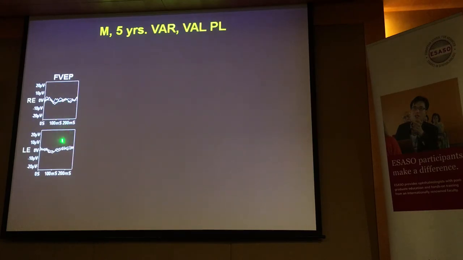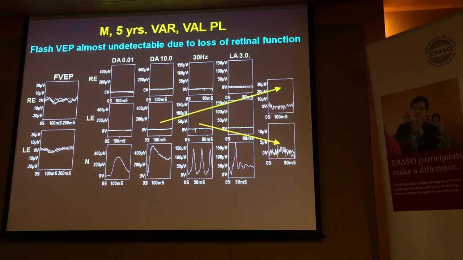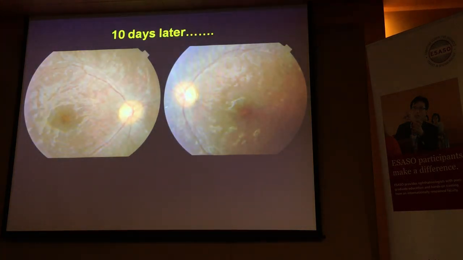And she has virtually no detectable flash VEP. But she also has no ERG. Absolutely not a hint of any retinal activity on the surface. Even when you blow these up to ridiculous levels, there's nothing. 10 days later, developing ghost vessels, things are beginning to shut down. This is not looking good at all.